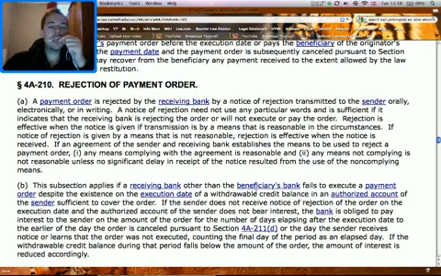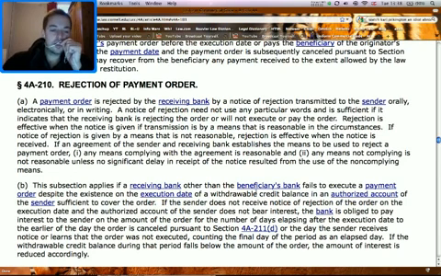4A-210. Rejection of payment order. A payment order is rejected by the receiving bank by a notice of rejection transmitted to the sender orally, electronically, or in writing. A notice of rejection need not use any particular words and is sufficient if it indicates that the receiving bank is rejecting the order or will not execute or pay the order. Rejection is effective when the notice is given if transmission is by a means that is reasonable in the circumstances.